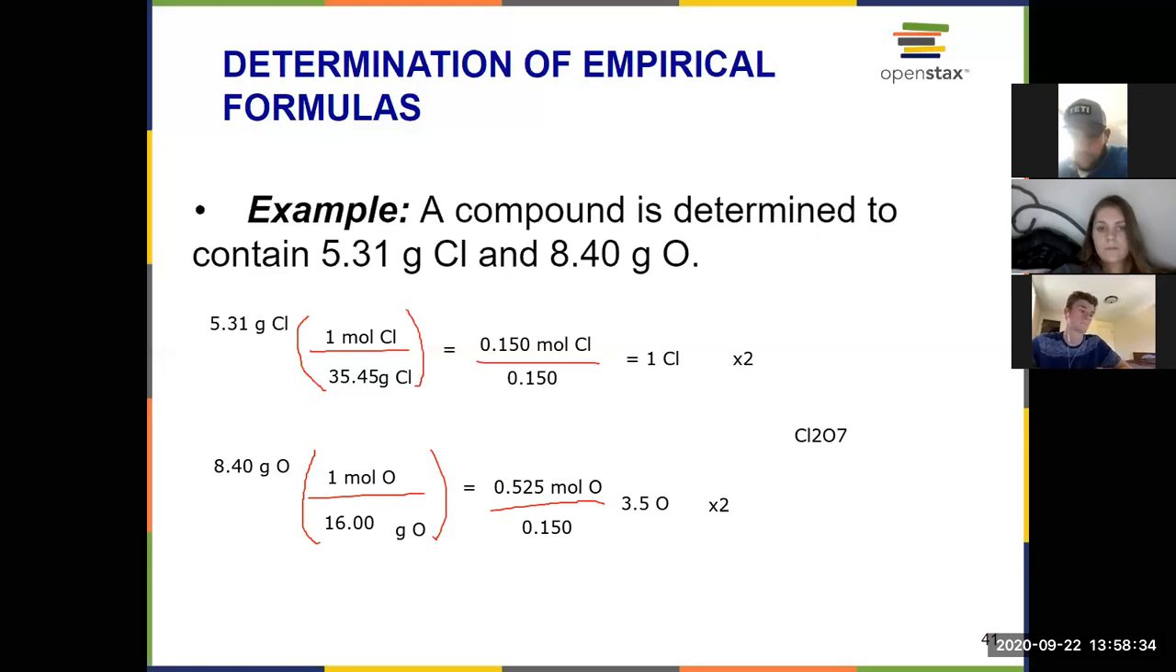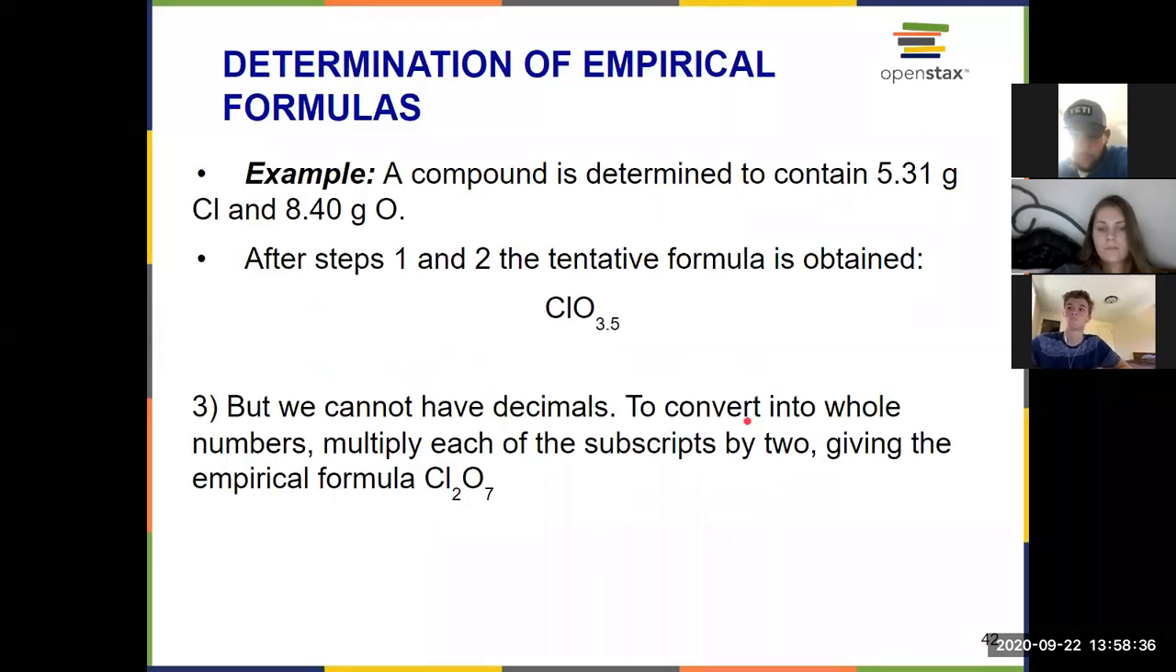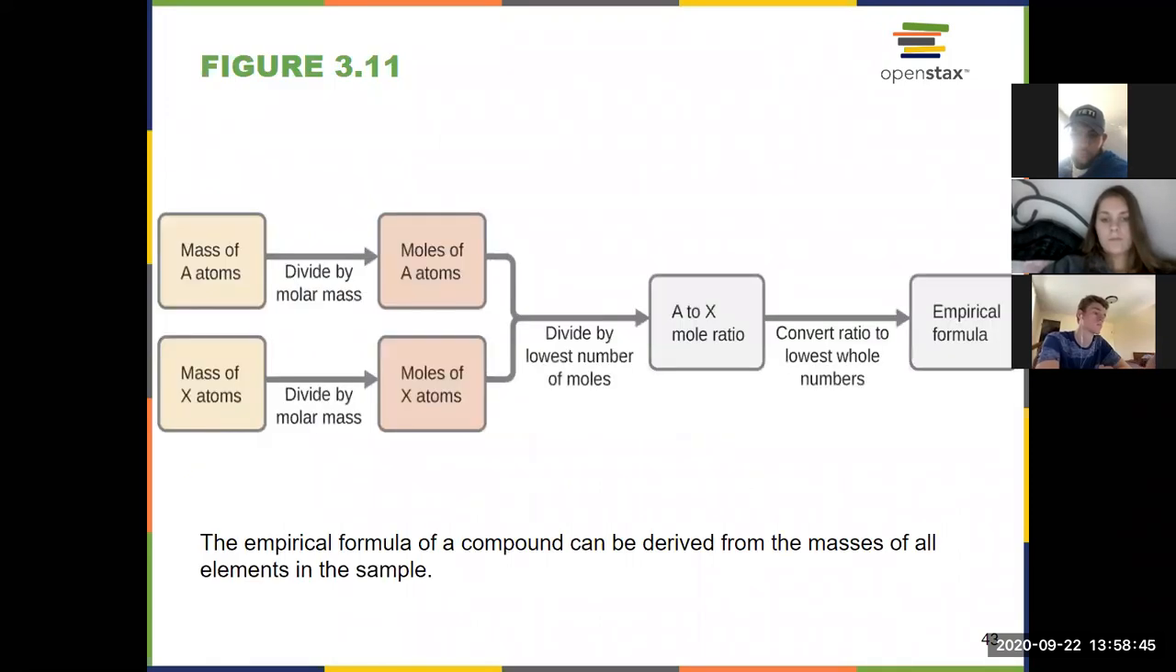Second example, and this slide is just going to tell you what I just said verbally, how to convert that into a whole number ratio, to give us Cl2O7. And then we have a summary slide right here, the whole strategy for what to do. Take your masses, convert them to moles, divide by the lowest number to get your ratio, and then if that ratio isn't a whole number already, convert to the whole number ratio to get your empirical formula.